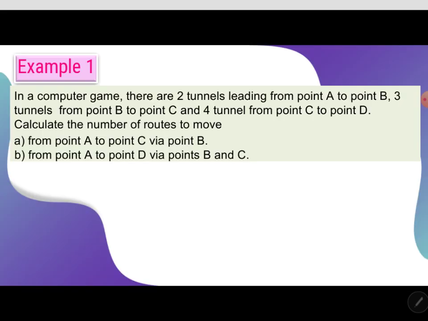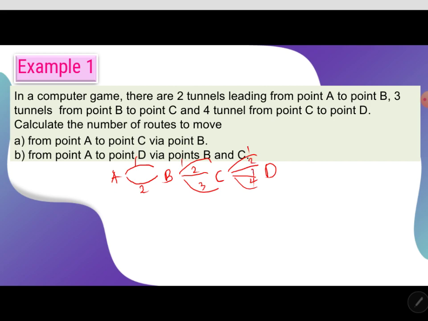For example, in a computer game, there are two tunnels leading from point A to point B. So from point A going to point B, we have two choices, 1 and 2. And then from point B to point C, we have three tunnels: 1, 2, 3. And now from C to D, we have four tunnels: 1, 2, 3, 4.